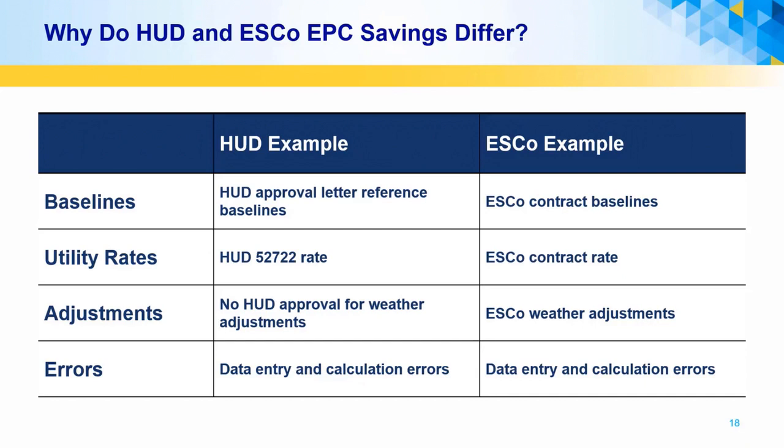When HUD determines the actual operating subsidy incentives based on its calculations of savings and project costs, there are additional limitations on the values of the incentives which the PHAs will receive. This will be discussed in other video presentations on the specific incentives. Another reason savings calculations may differ between HUD and the ESCo are data entry and calculation errors, which could be made by either the PHA and/or the ESCo.